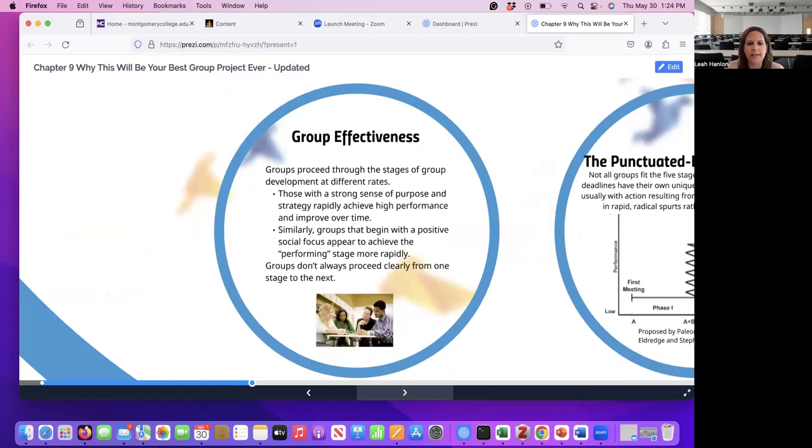Group effectiveness. Groups proceed through the stages of group development at different rates. Those with a strong sense of purpose and strategy rapidly achieve high performance and improve over time. Similarly, groups that begin with a positive social focus appear to achieve the performing stage more rapidly. Groups don't always proceed clearly from one stage to the next.